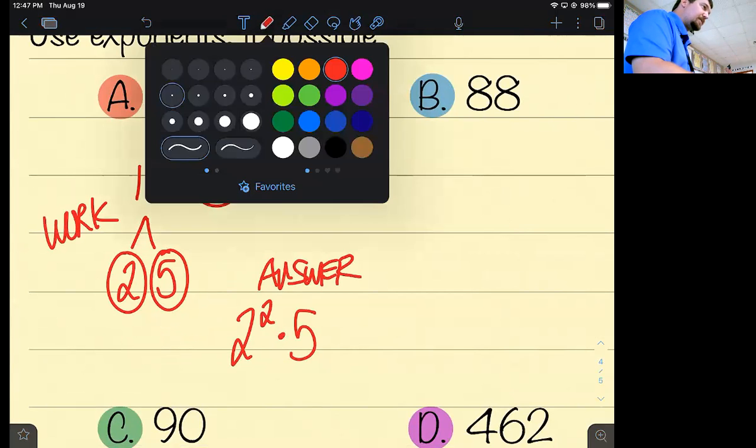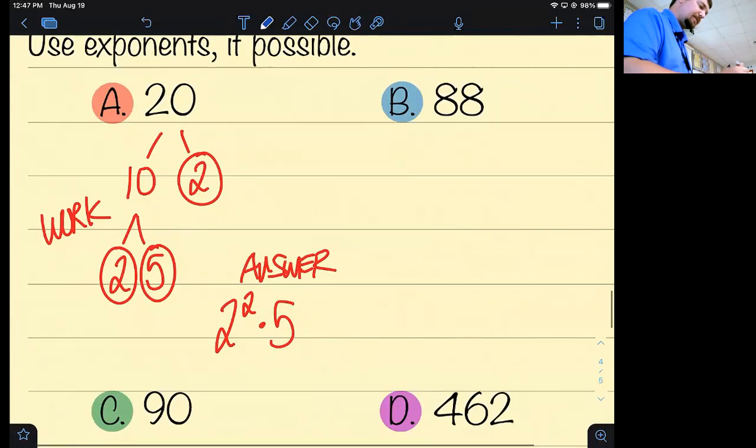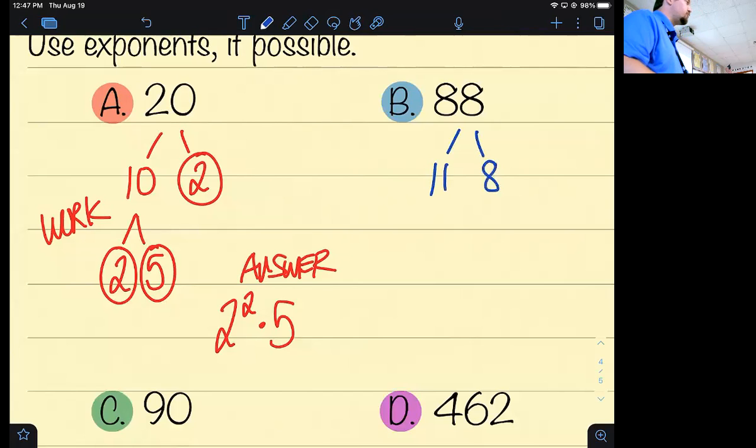Now, what about 88? Taylor, how did you break down 88? 11 and 8. That's what I would have done. Did anyone do 2 and 44? 4 and 22? Nobody on that one. Nobody's riding that train. I did 2 and 44.